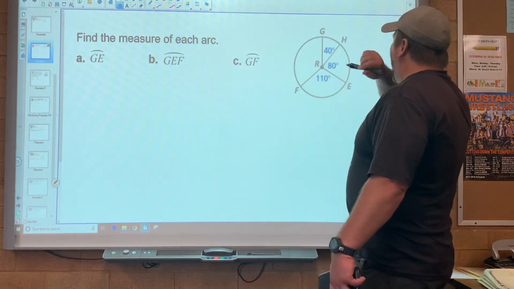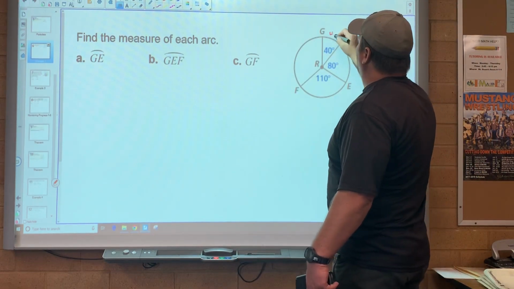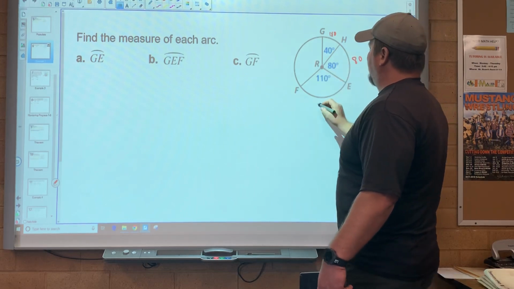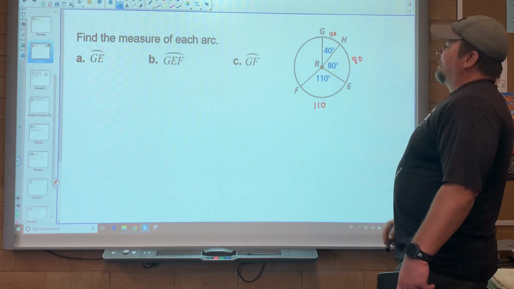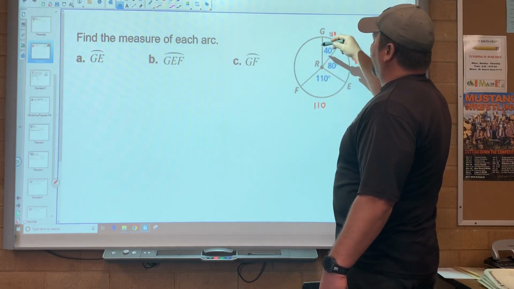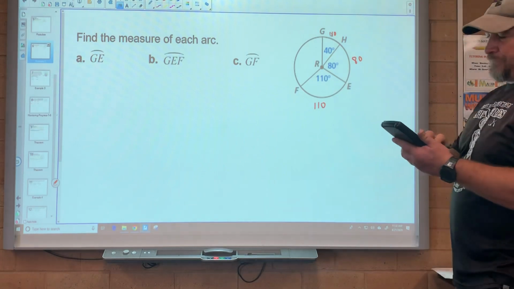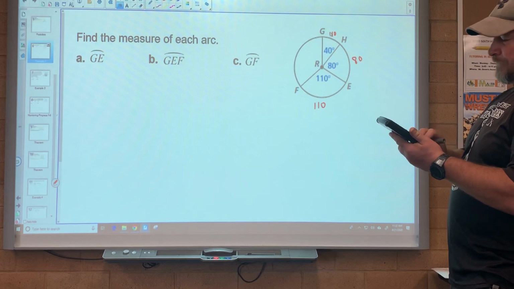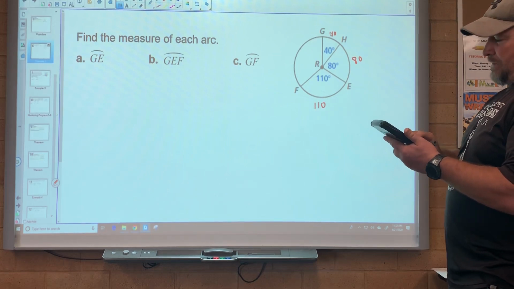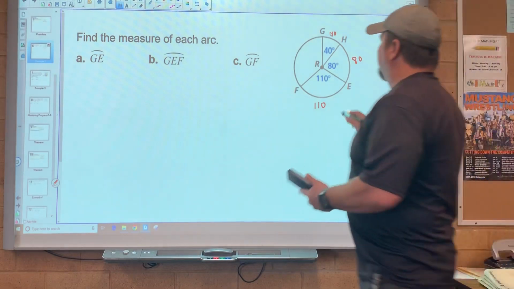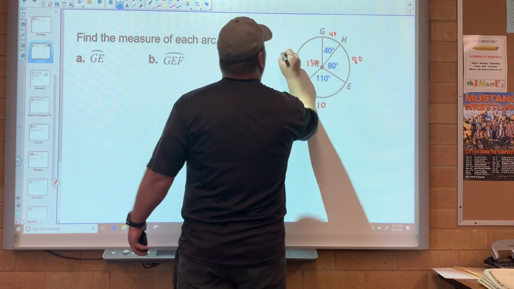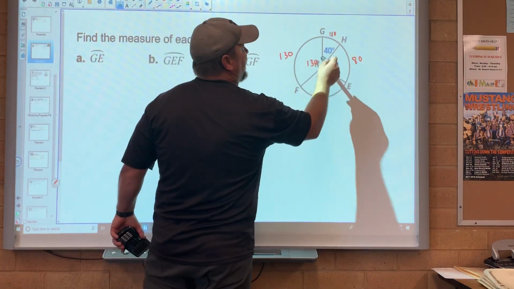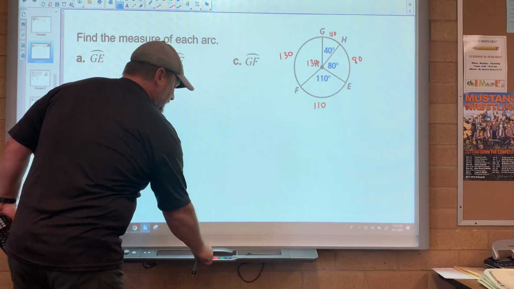So you ready? Well, if this is 40, this one's 40. If this is 80, that's a central angle, that's 80. If this is 110, then this is 110. So I needed to find the rest of it, so I'm going to take 360 and subtract all of that, okay? So I'm going to take 360, minus 40, minus 80, and minus 110. So this one over here is 130, this one's 130. I've now solved the picture. Solving the picture means you found every angle, you found every arc. Okay, let's go find our answers.